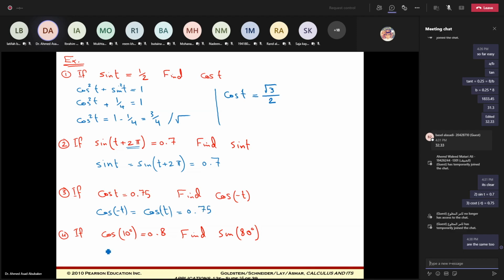Number 4, sine 80 degree is equal cosine 10 degree. Why? Because 80 plus 10 equal 90. If the addition of two angles of sine and cosine equal 90, this is the same, sine and cosine. So this is equal 0.8. Okay? Any question?